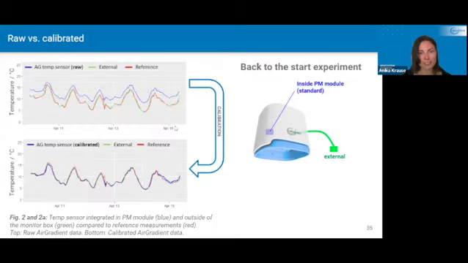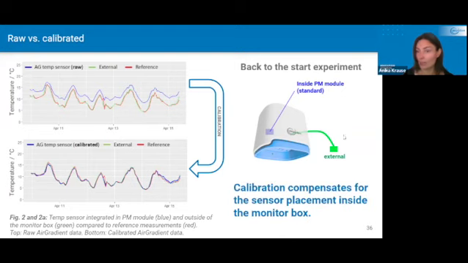So if we go back to our start experiment, so here this again is our experiment with the one temperature sensor dangling out of our monitor. Now that we calibrated the data, you can see that they agree really well with the reference. So that shows that we don't have to have our temperature sensor exposed to the outer air. A simple calibration can compensate for it, and we can keep it inside the PM module, where it then helps us to get really accurate PM readings.